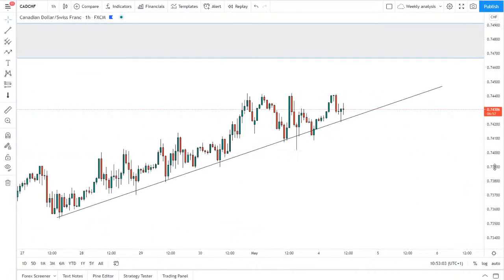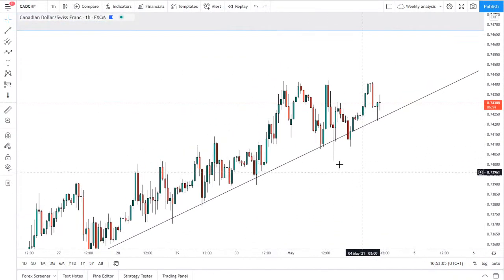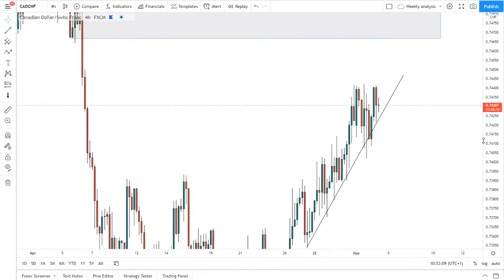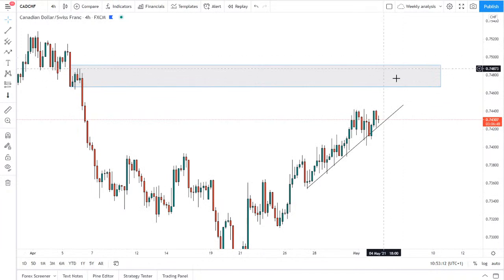But again, on the hourly, not seeing much as well for this pair either. So expecting to see a push to the downside, but probably will come from that area, and then potentially could be seeing some nice potential shorts for that pair.